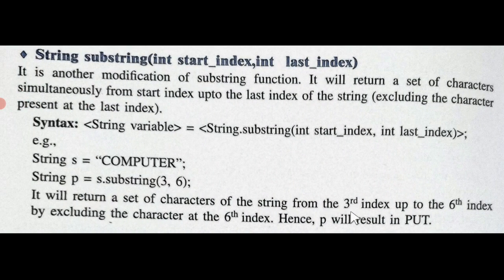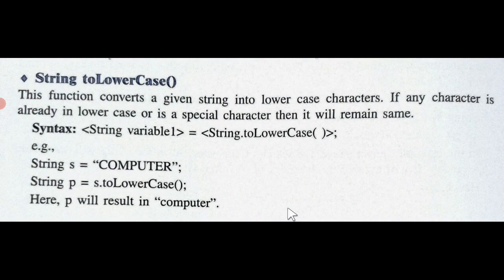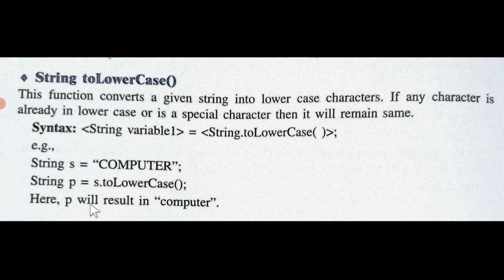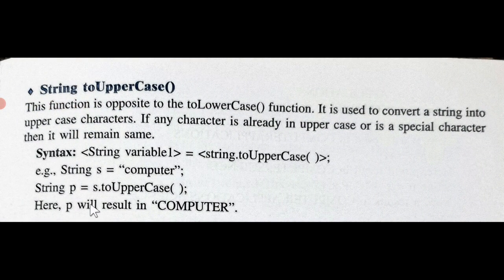After that, students, after the substring function, we have to lowercase, a very easy function. Whatever string you give, it will be converted to lowercase if it is in uppercase. The return type of this function is also a string type. No arguments are here. So here you can see the syntax: string variable 1 equal to string 2 dot to lowercase, and then string s equal to COMPUTER, string p equals s dot to lowercase, and then here p will result in computer.